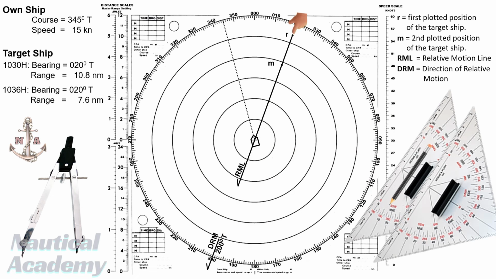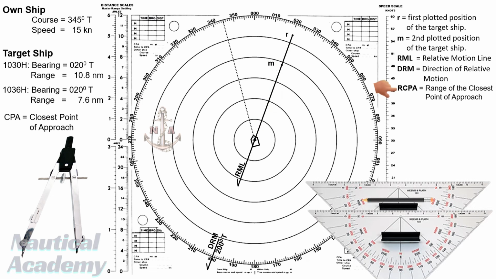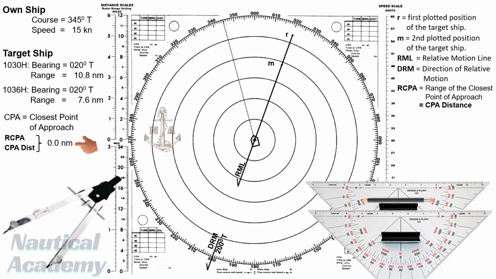Because the bearing of the target remains constant, the closest point of approach, or CPA, occurs when the target reaches the center of the plotting sheet, representing a collision between the two vessels. Therefore, the range of the closest point of approach, or RCPA, also called CPA distance, is 0 nautical mile. This means that if both vessels maintain their present course and speed, they will collide.